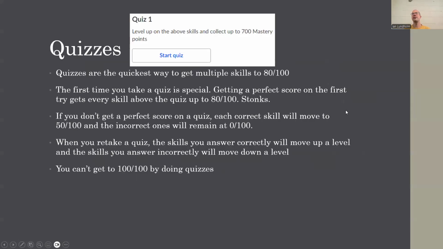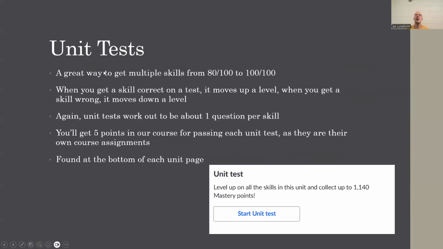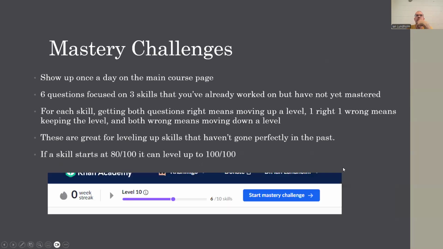Okay, so that was quizzes, unit tests, great. So unit test is a great way to get the multiple skills up from 80 to 100. Yeah, when you get a skill correct on a test, it moves up a level. When you get it wrong, it moves down a level. And in Canvas, I will give you a perfect score of 5 out of 5 every time that you pass a unit test. So that score will go into Canvas. But yeah, the unit tests are at the bottom of each unit page.